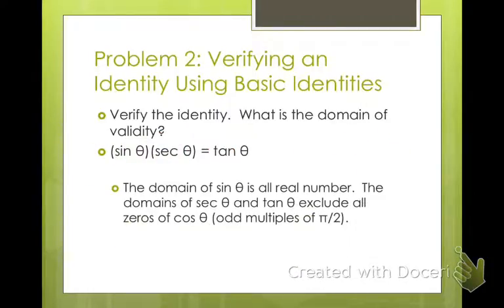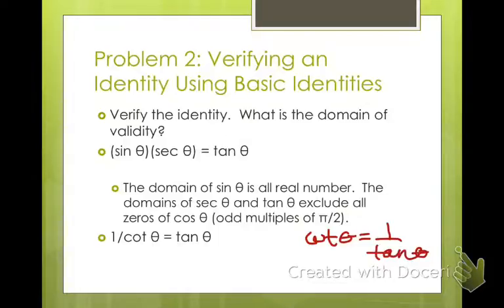All right, and then our domain for sine is all real numbers. And then for secant and tangent, they're excluded at the zeros of cosine, or odd multiples of pi over 2. What about 1 over cotangent theta equals tangent theta? Well, cotangent theta is 1 over tangent theta. So 1 over cotangent theta means that we have tangent theta equaling tangent theta. So it just means the same thing.